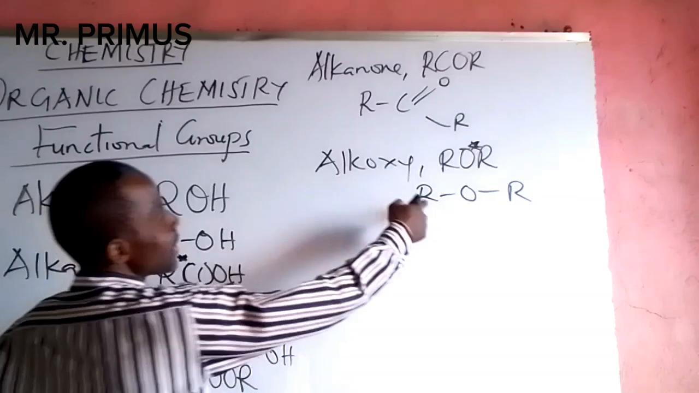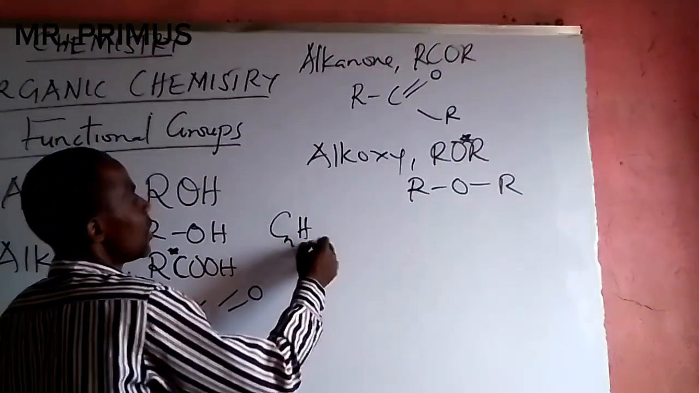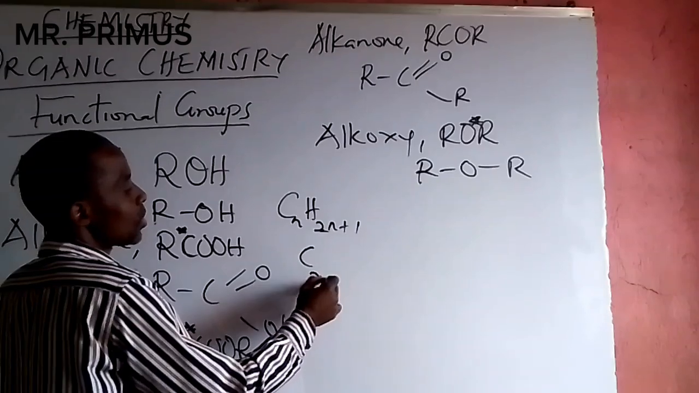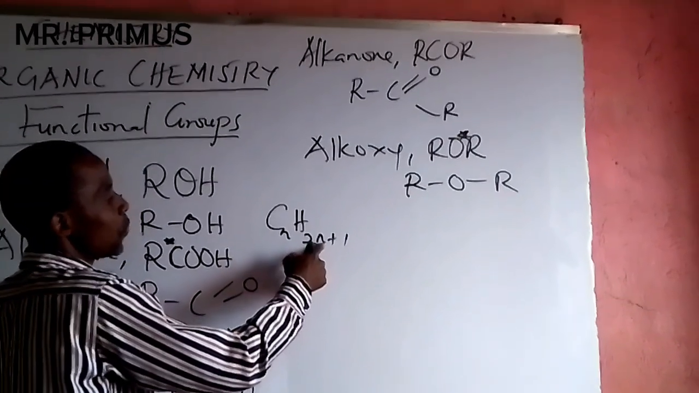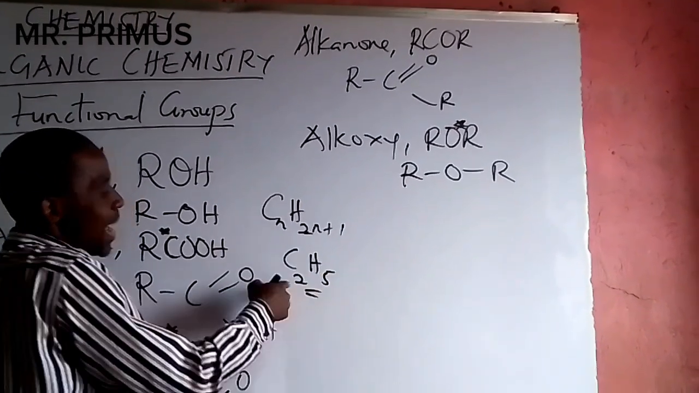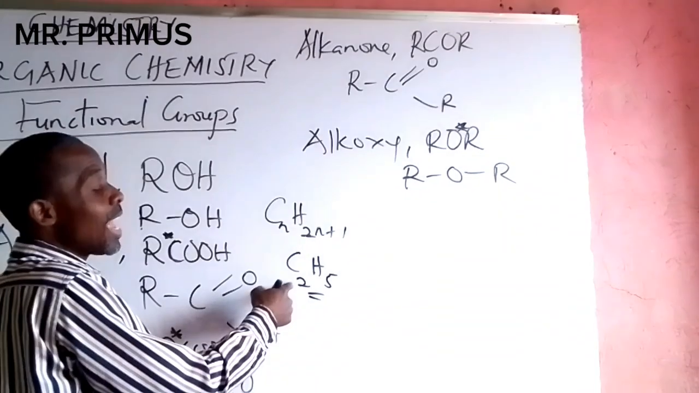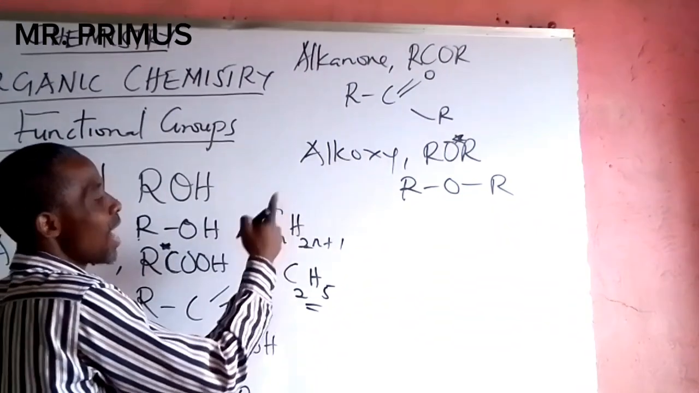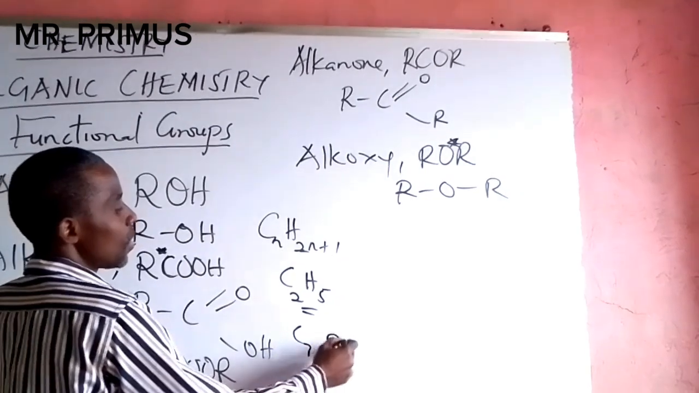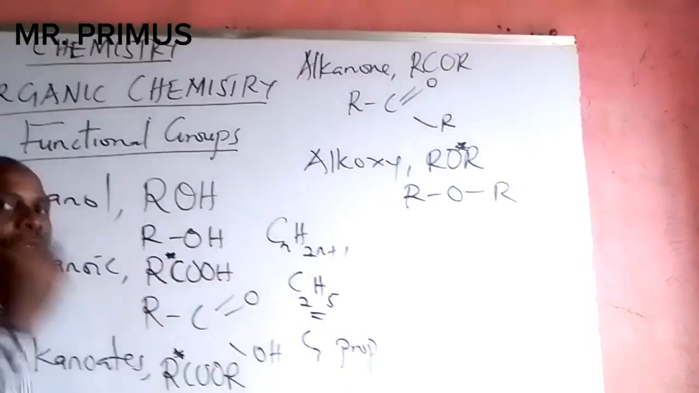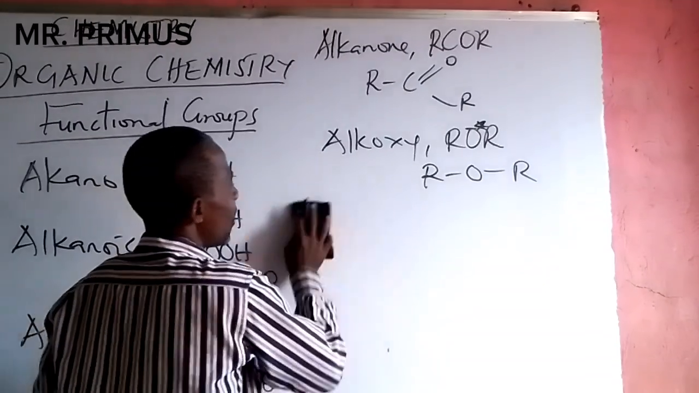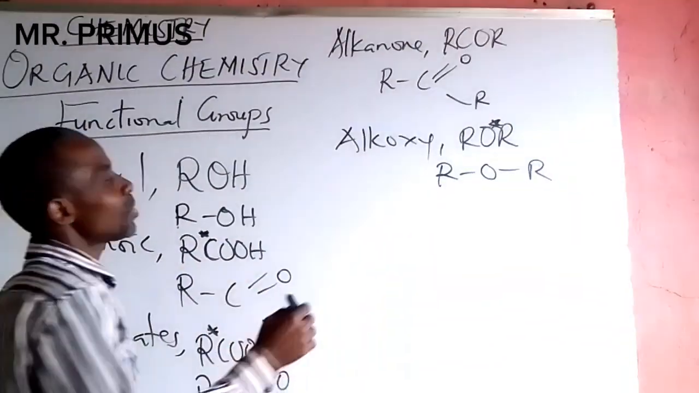Remember that R represents CnH2n+1. N is a whole number, like if n is 2, C2H, 2 times 2 is 4, 4 plus 1 is 5. 1 is meth, 2 is eth, 3 is what? I've explained this in our previous videos, so please go and check our previous videos here. Alright, so let's go to the next one.